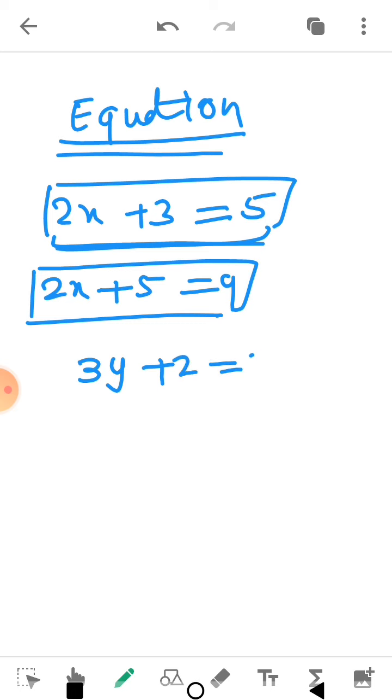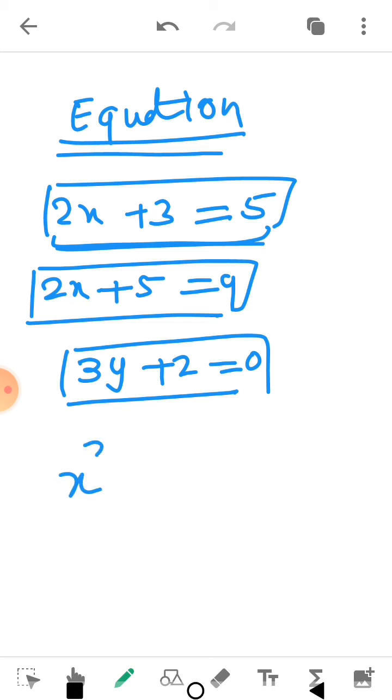3y plus 2 is equal to 0. This is a type of equation. Equation means having an equality sign between expressions, between constants, between variables. Okay, that means equation is the combination of constant terms, variable terms and equality sign. Okay, understand? Linear equation मतलब having power 1.